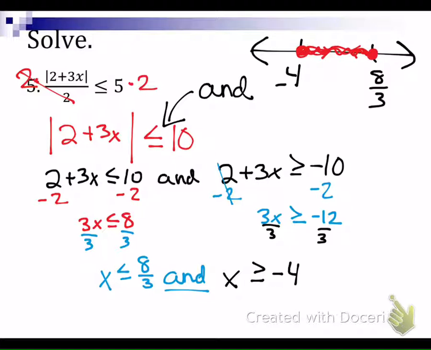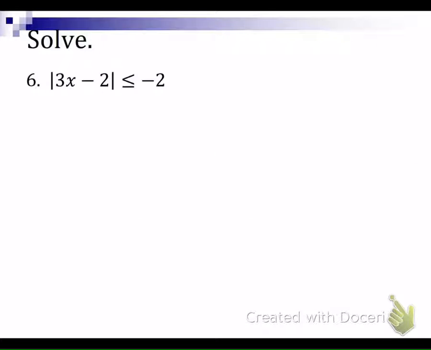All right, time to get fancy. How do I write the answer? Negative 4 less than or equal to x, which is less than or equal to 8/3. You guys are getting it. Questions? No. All right.